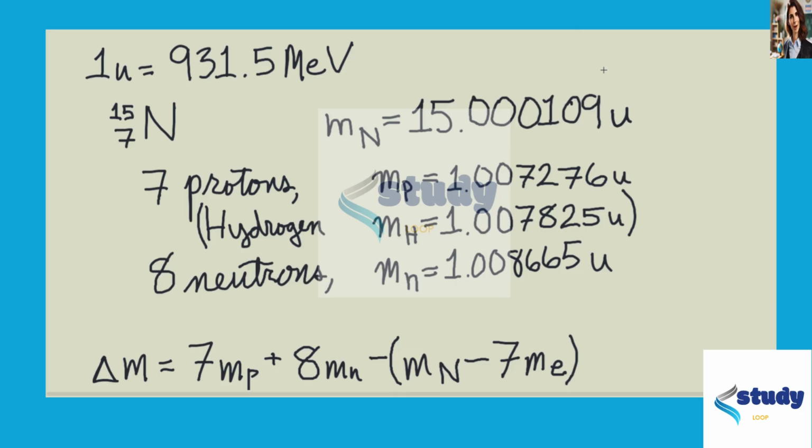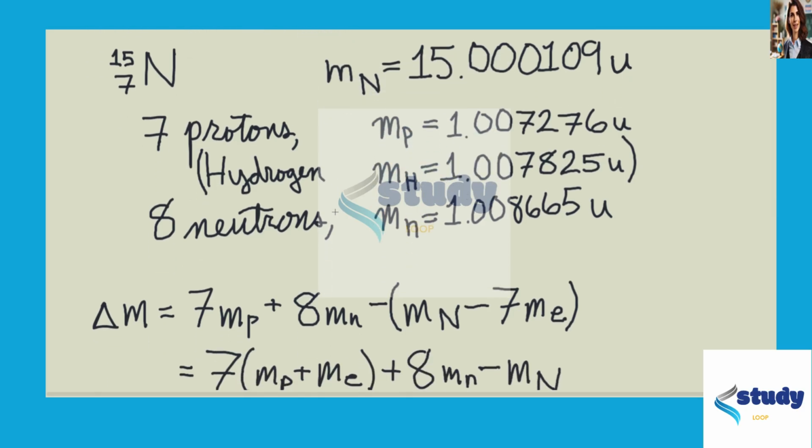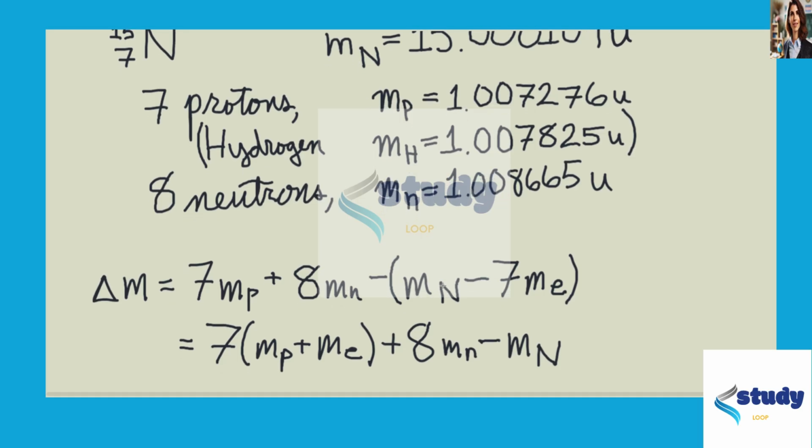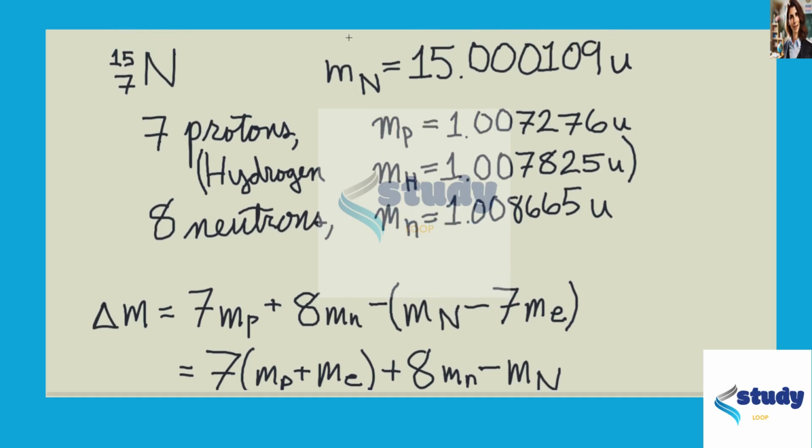And we're going to need to subtract that amount from the total mass of its constituent protons and neutrons when taking their masses individually. So that will give us a delta M using this equation below. There are 15 nucleons inside this isotope, 7 of which are protons, 8 of which are neutrons. And we're going to subtract that by the atomic mass of the nitrogen isotope itself.